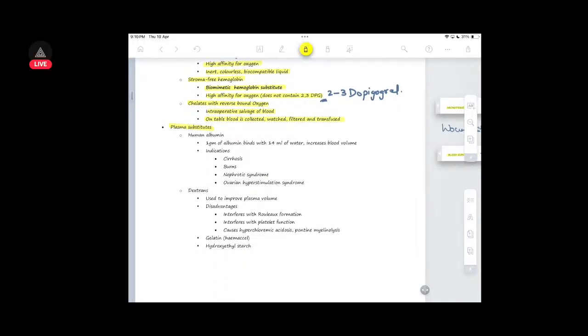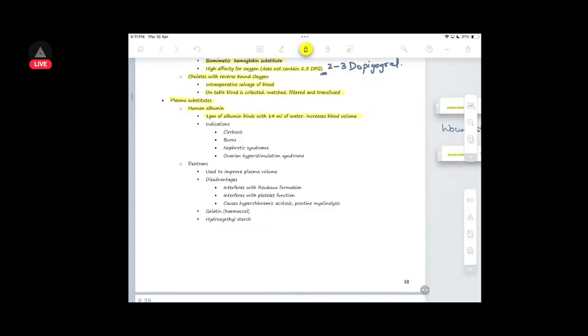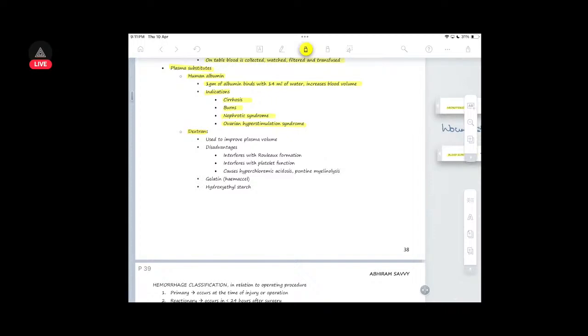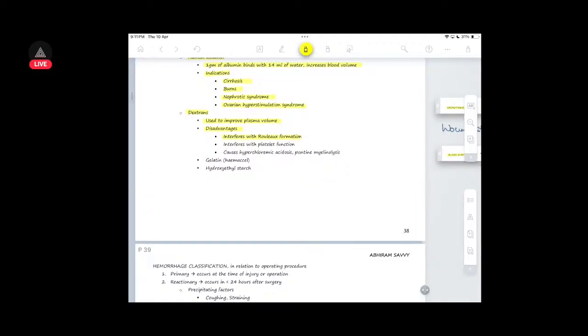And plasma substituents, you have human albumin plasma. 1 gram of albumin binds with 14 ml of water, increases the blood volume. Indicated in cirrhosis, burns, nephrotic syndrome, and ovarian hyperstimulation syndrome. Then you have dextrans, which are used to improve plasma volume. Disadvantages: it interferes with red cell formation and interferes with platelet formation. It causes hyperchloremic acidosis and pontine myelinolysis.